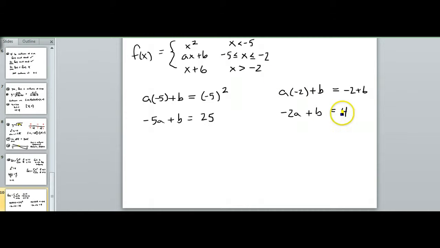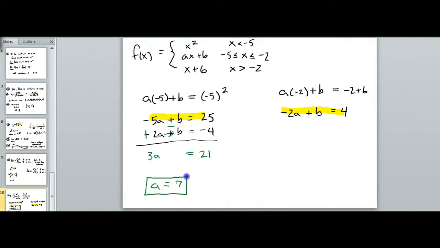Now what I have is a system of equations that has to be solved. So I'm going to just bring this underneath here. So I'm going to put -2a plus b equals 4. I'm going to subtract this equation from this equation, so I'll lose a b. So I'm going to change all my signs here. Alright, and when I combine these, I get -5a plus 2a is a positive 3a. The b's cancel with each other, and then 25 minus 4 is 21. Alright, so 3a equals 21, that means a equals 7.